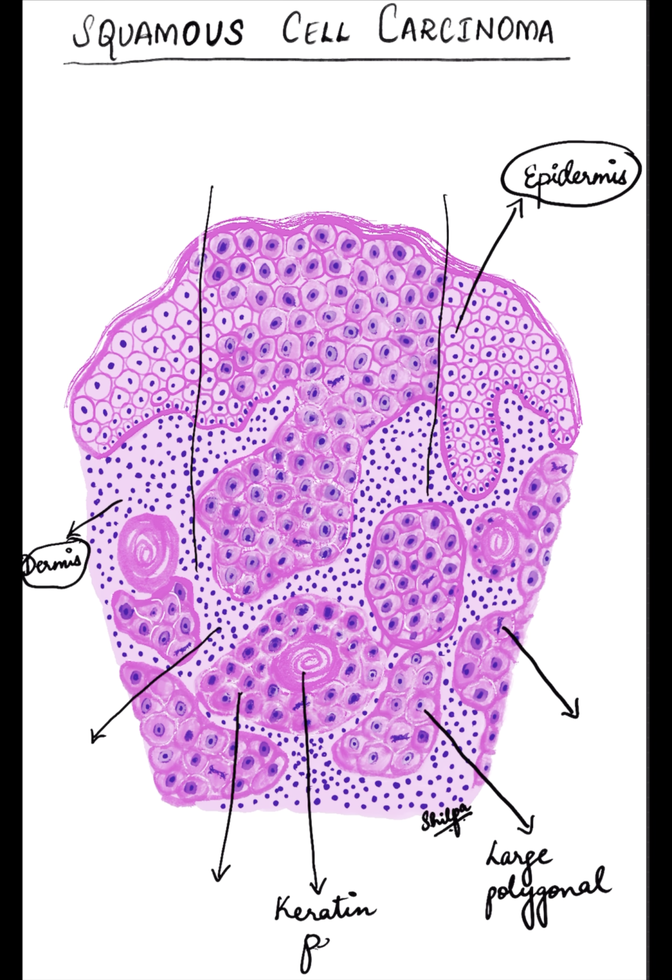So these here are keratin pearls. Then whatever you see in between these two cells, they are prominent intercellular bridges. Prominent intercellular bridges. Also, we see this is a mitotic figure.